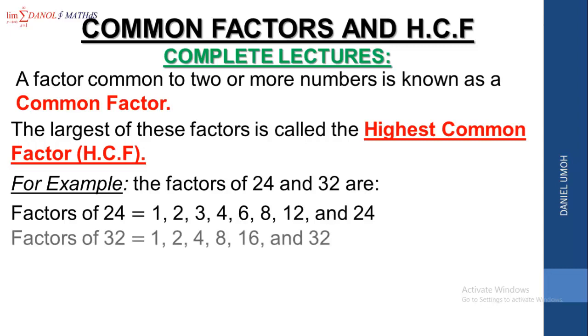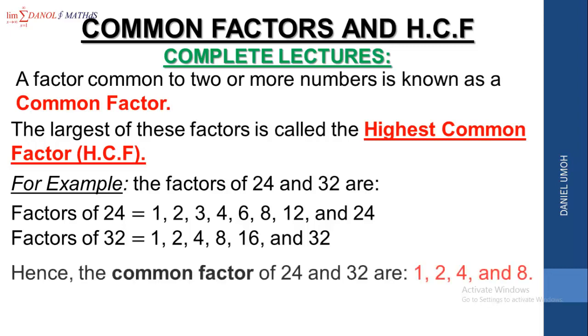Now, let's look at the factors of 32. The factors of 32 are 1, 2, 4, 8, 16, and 32, because these numbers can divide 32 without a remainder. Now, from these factors, what are those factors that are common to 24 and 32? The factors that are common to 24 and 32 are the ones known as common factors.